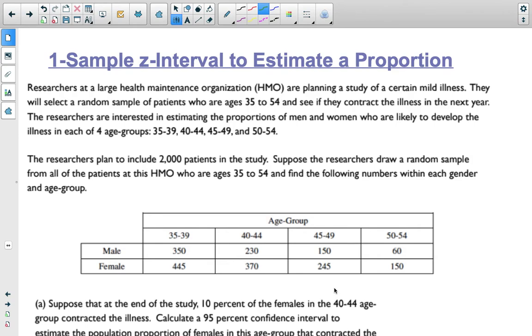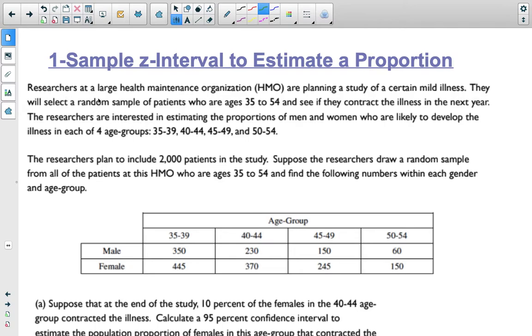Okay, want to touch base again on confidence intervals to estimate a proportion. So we're looking at one sample Z intervals to estimate a population proportion. So here's your scenario.